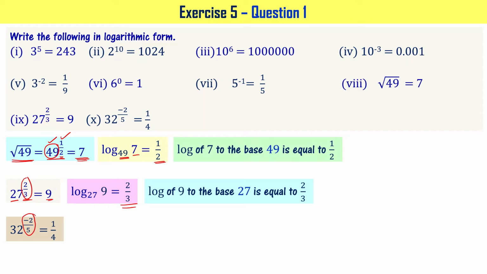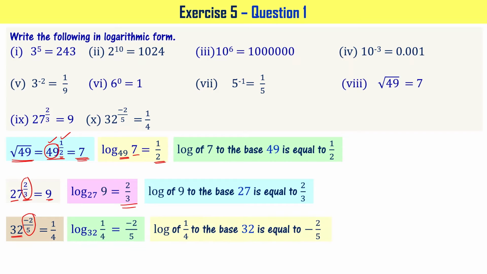Let's look at the last part of the problem, that is 32 power minus 2 by 5 equal to 1 by 4. The base is 32 here. Log of 1 by 4 to the base 32 equal to minus 2 by 5. Got it?